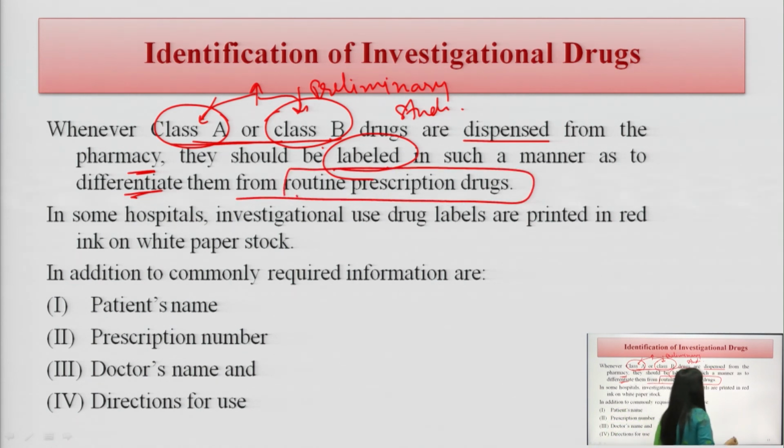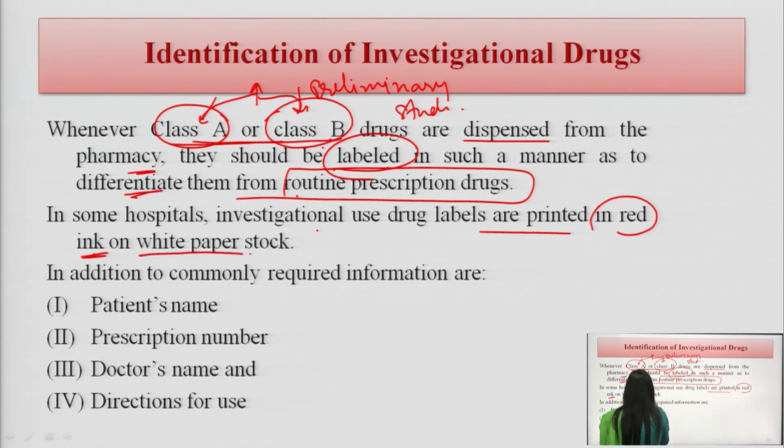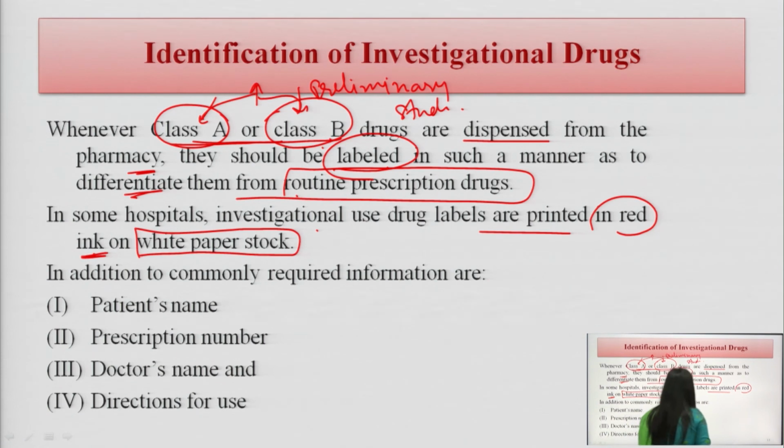So what are the routine prescription drugs? Of course, the drugs which are approved by the FDA are called routine prescription drugs. Class A and class B are the investigational drugs. In some hospitals, investigational use drug labels are printed in red ink. So for identification, they use red ink on white paper stock. Whatever the stock is, it is written in red ink so that the marking is highlighted. In addition to commonly required information, some additional information is also needed.